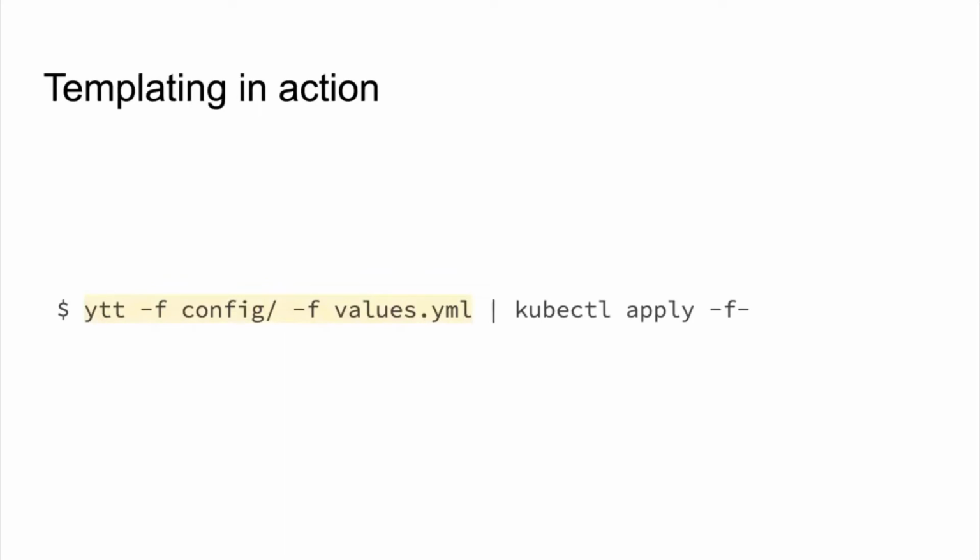And this is what all of this looks like in action. So if you were to use YTT, you could have your templates in a config directory or any other directory of your choice, and then apply values to it. And then YTT would render the YAML for you, which you can then use with the deployment tool of your choice. In this case, we're using kubectl.